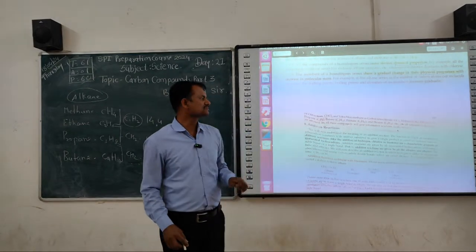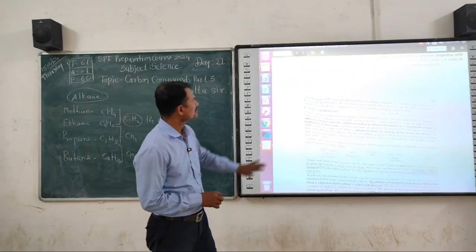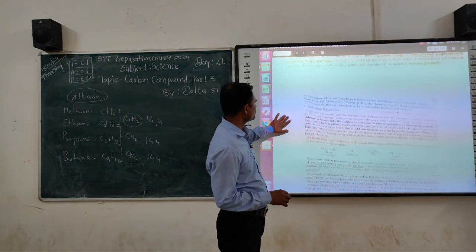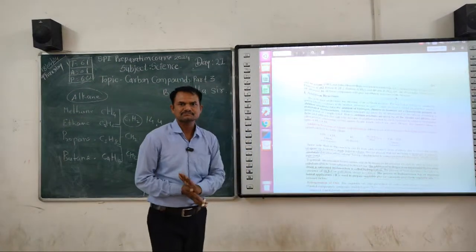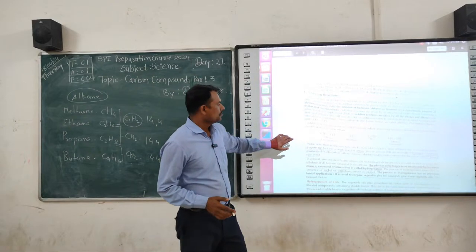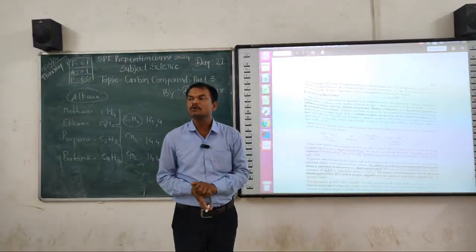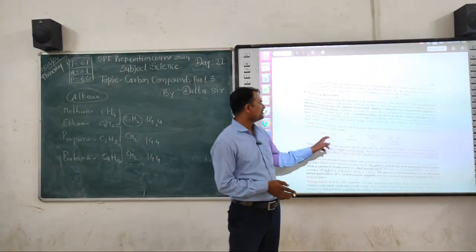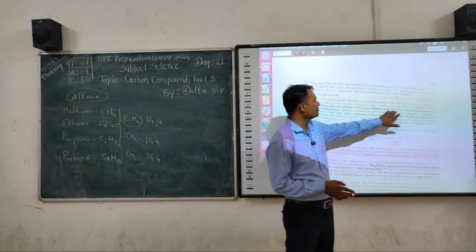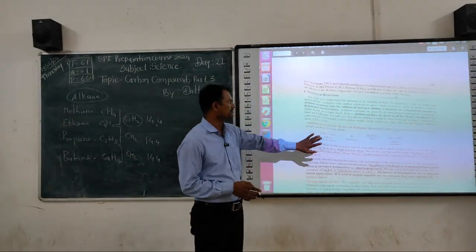Chemical properties of some carbon compounds. Then these are addition reactions. What is an addition reaction? This addition reaction happens in unsaturated hydrocarbons. If they react with hydrogen, addition of hydrogen, chlorine, bromine are the characteristic properties of unsaturated hydrocarbons.